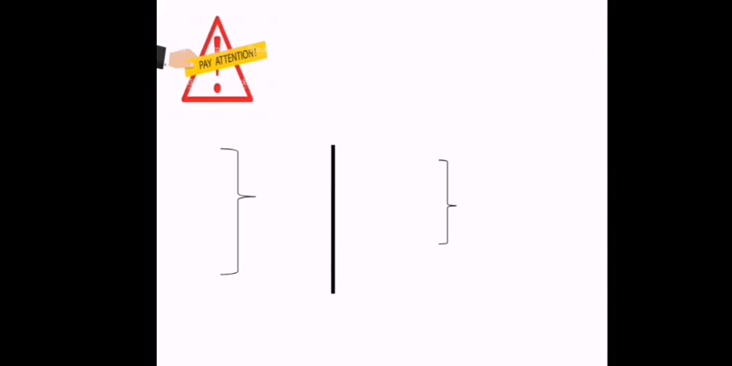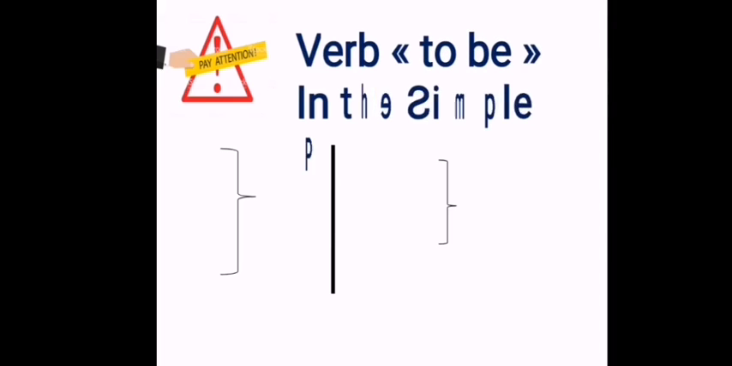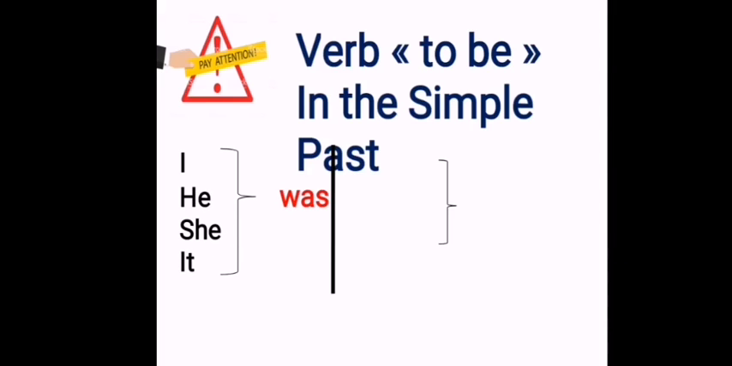Now, small remark. The verb to be in the simple past. Okay, how do we conjugate the verb to be in the simple past? With I, he, she, it: was. We say I was, he was, she was, it was. Then you, we, they: were. You were, we were, they were. Okay.